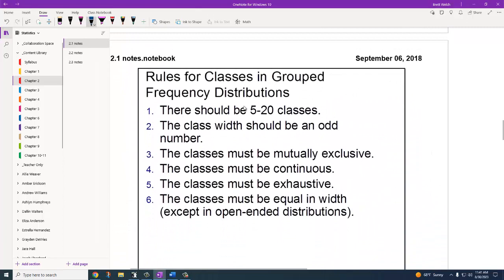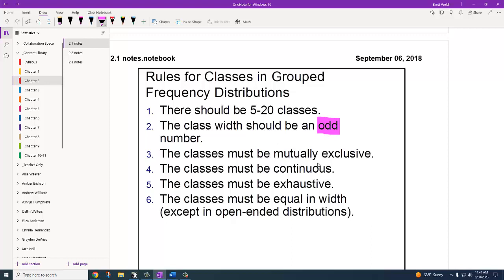Some general rules: there should be between 5 and 20 classes if we're doing a grouped frequency distribution. The class width should be an odd number. The reason we like that to be odd is when we go to find the midpoint, if the width is odd, the midpoint will be a whole number. If the width is an even number, then our midpoint is going to be a decimal.